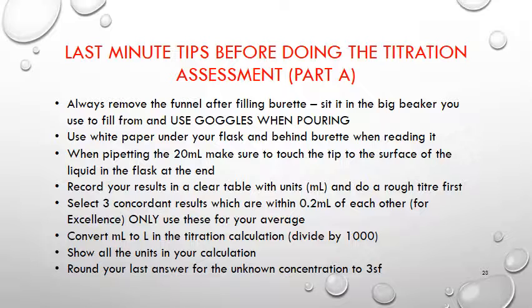Select 3 concordant results. Concordant means they're the same number or very similar, within 0.2 mL of each other. This is what you require for excellence, and only use these for your average. The other ones you just say are outliers, and you don't use them for your average. Convert milliliters to liters, remember, by dividing by 1,000, so conversion is important, and show all your units in your calculation, and round your last answer for your unknown concentration to 3 significant figures.